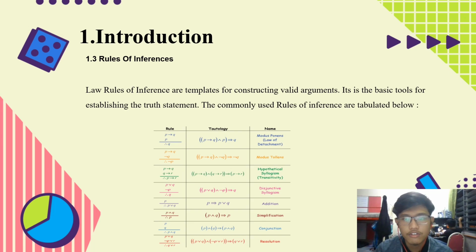The first rule of inference is modus ponens. Second is modus tollens. Third is hypothetical syllogism. Fourth is the disjunctive syllogism. Next is addition, simplification, conjunction, and resolution. So we must understand and remember these rules of inference so we can know how to solve the problem.